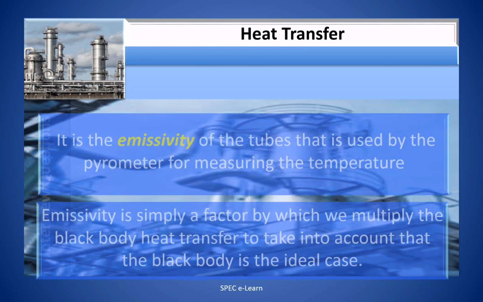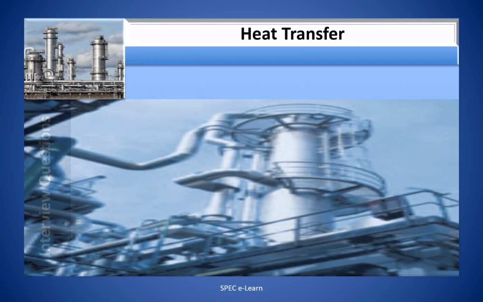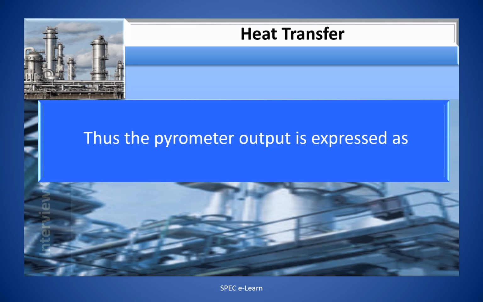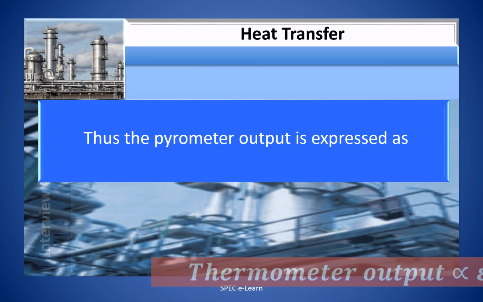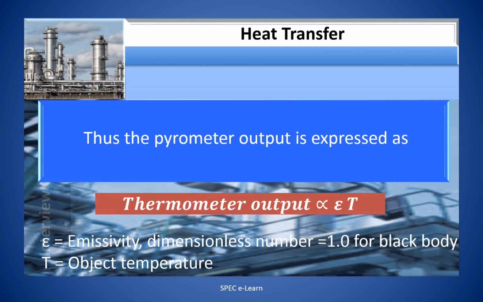It is the emissivity of the tube that is used by the pyrometer for measuring the temperature. Emissivity is simply the factor by which we multiply the blackbody heat transfer to take into account that the blackbody is the ideal case. Thus, the pyrometer output is expressed as proportional to emissivity times temperature. Emissivity is a dimensionless number which is 1 for a black body.